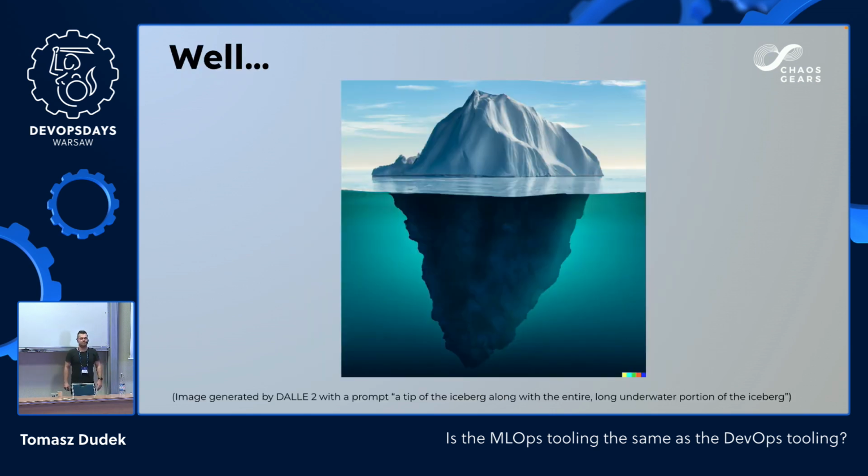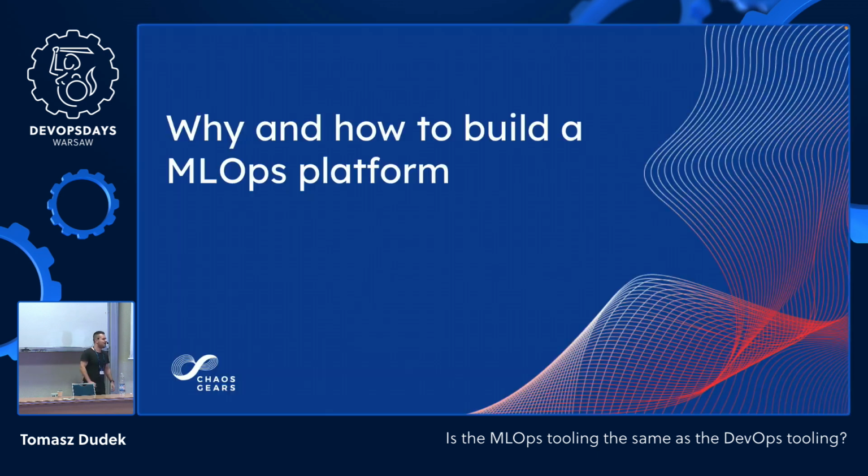Obviously, it's just a tip of the iceberg, which is what I've typed into one of the algorithms that are very hot recently, because this image was generated by an AI just after I wrote that I want a tip of the iceberg along with the entire long underwater portion of the iceberg. It's a hand-picked example. Some of them were atrocious, but this one looks good.